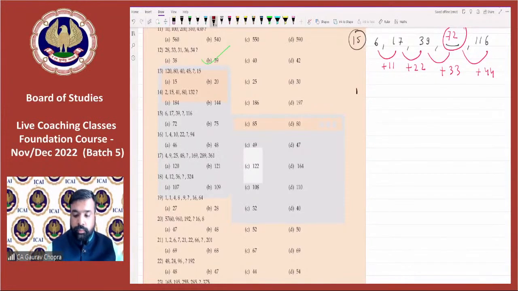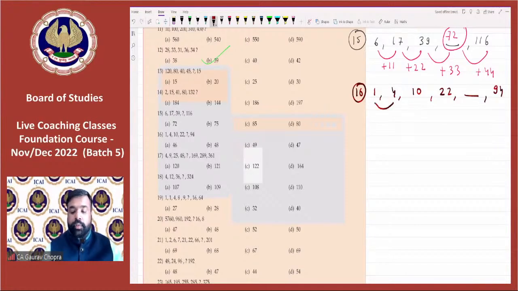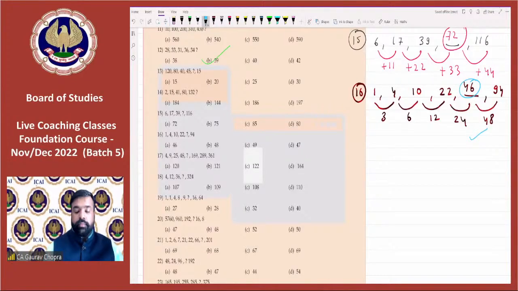Then the 16th one: 1, 4, 10, 22, dash, and 94. So what is the gap? Plus 3, plus 6, plus 12. The gap is getting doubled every time. So next should be a gap of 24 and the next gap should be 48. So what is 22 plus 24? It is 46. And 46 plus 48 is 94. That means our logic is correct. This is verified.